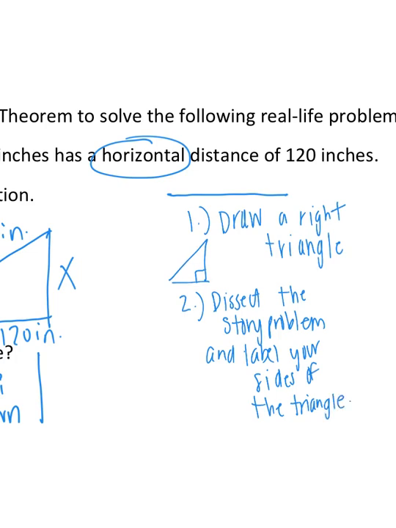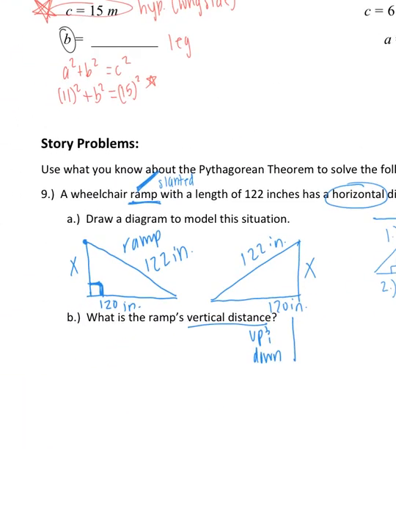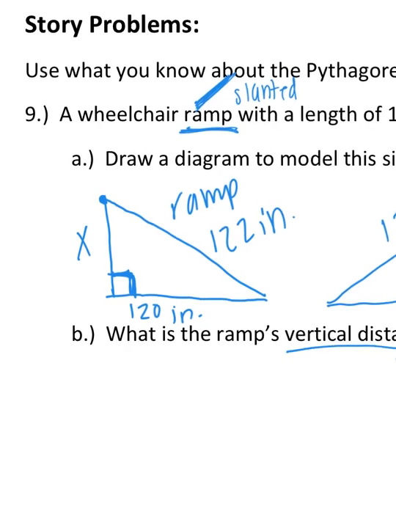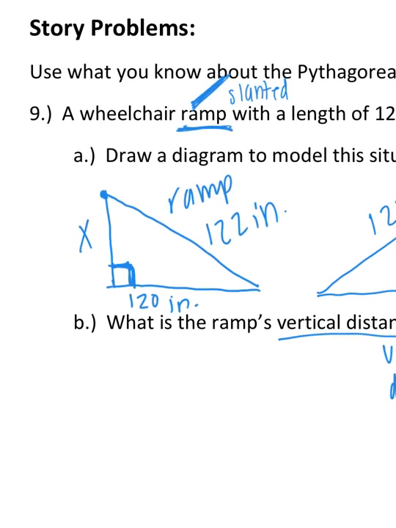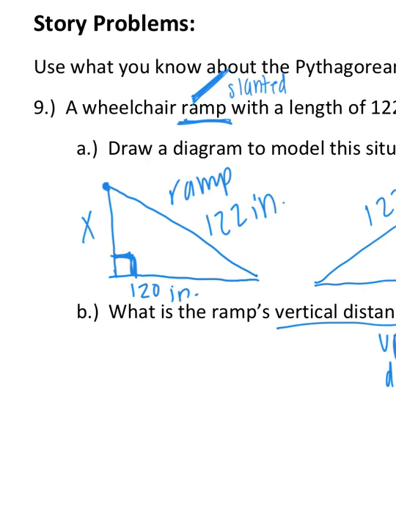That is how we set up these story problems. So it's, again, always going to be a right triangle, and then dissect your story problem, label your sides, and then you can just solve like normal. So this looks similar to something we saw in the first part that I just showed you. So I'm going to set it up. I'm going to label my sides A, B, and C, and then I'm going to plug it into my Pythagorean theorem and solve for the missing side.